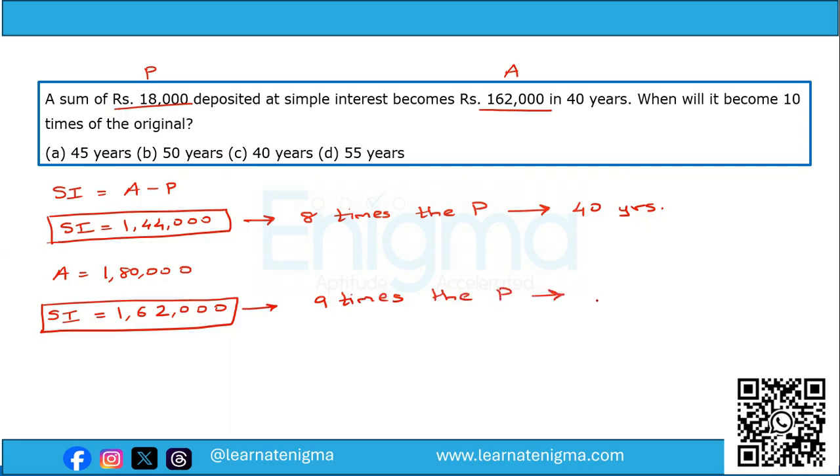So this is directly proportional. So we can assume this to be x years. And now we can cross multiply. So 8 is to 40, 9 is to x.